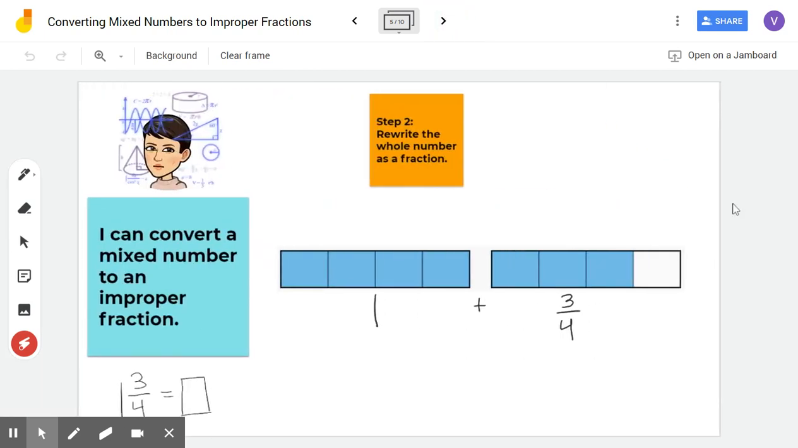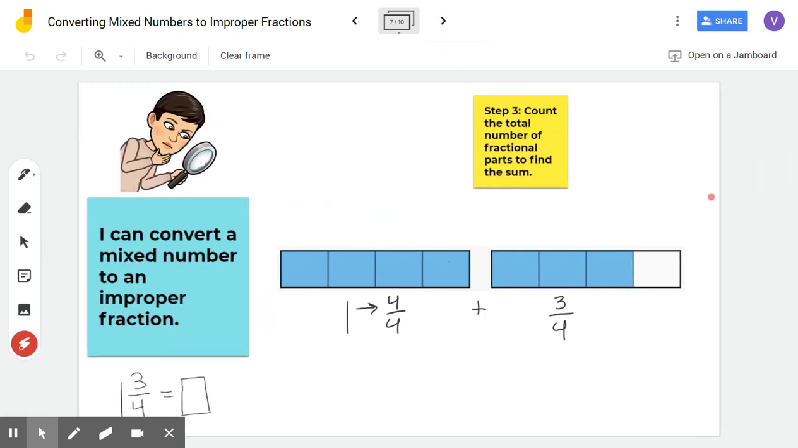Okay, step two is to take the whole number part and to rewrite it as a fraction. What do we mean by that? Well, you can see that the whole is still a fraction because it's broken into equal parts. It's partitioned into equal parts. So I can take that one whole and I can rewrite it and express it as 1, 2, 3, 4 out of 4 parts, or 4/4.